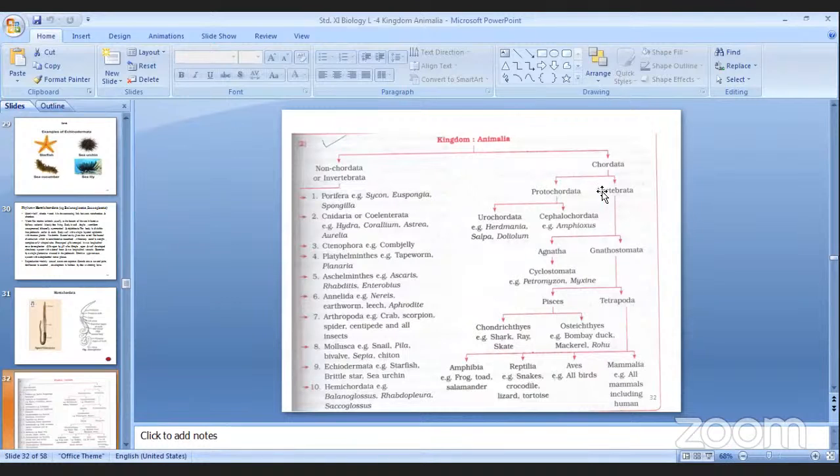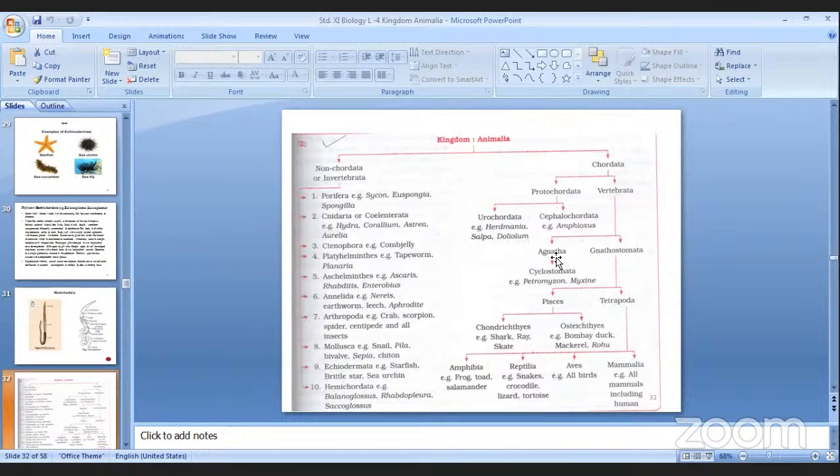In Chordata, you see again they are classified into two types: Protochordata and Vertebrata. Protochordata is further classified into Urochordata and Cephalochordata. See, the examples are given here: Herdmania, Salpa, Doliolum, and here Amphioxus. Now this is about the Protochordata. Then we will start with Vertebrata.